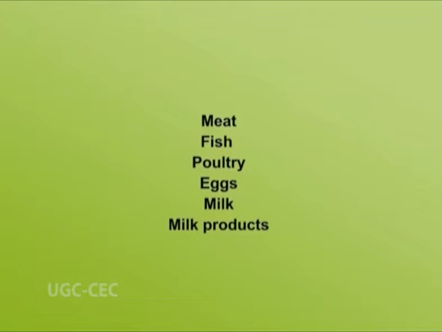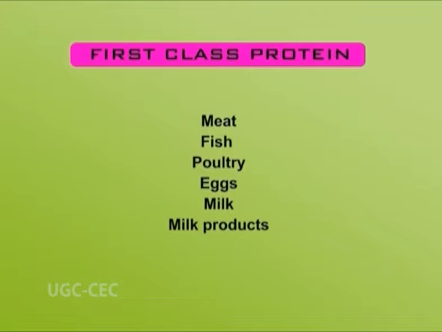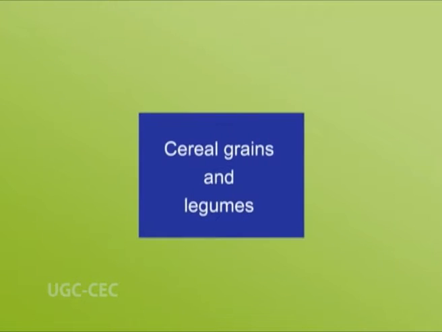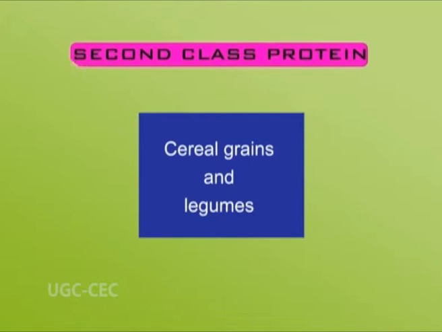The best sources of protein are animal sources like meat, fish, poultry, eggs, milk, and milk products. They are otherwise known as first-class proteins because they are rich in essential amino acids. The cereal grains and the legumes are the important sources of plant protein. They are known as second-class proteins. Pulses are commonly known as poor man's meat because they are comparatively cheap and fair in nutritive content. Soybean is the richest source, containing 40% protein.